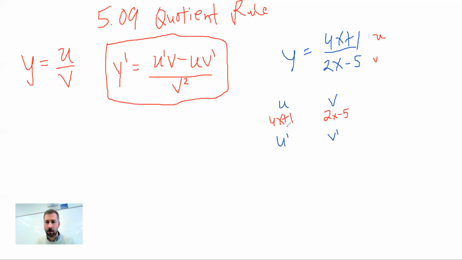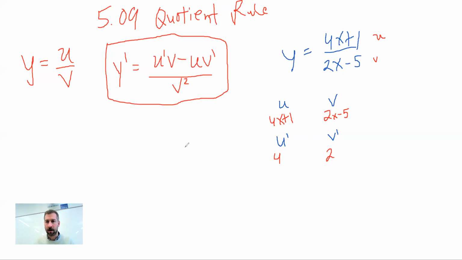Now I'm going to use my power rule here. Well, 4x, remember, just turns into a 4. It turns into a constant, because that exponent of 1 turns into an exponent of 0. 1 turns into just straight up 0, so that disappears completely. So 4x plus 1 turns into 4. 2x minus 5, by the same reasoning, just turns into 2. So now we have our derivatives, and now it's a matter of putting these derivatives in the correct order.